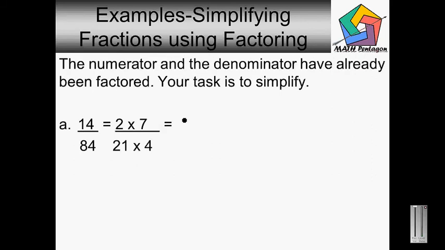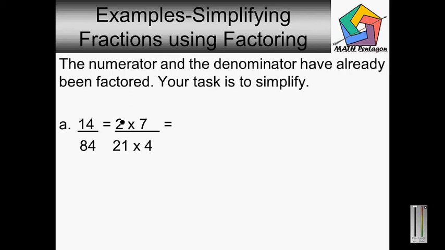The numerator and the denominator have already been factored. Your task is to simplify. So we have 14 over 84. Now we have our factors 2 times 7 and 21 times 4. But we're going to cross multiply. This is a different trick.